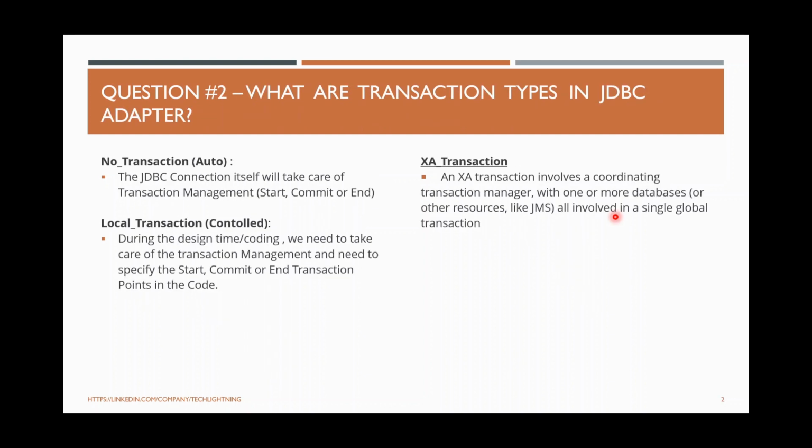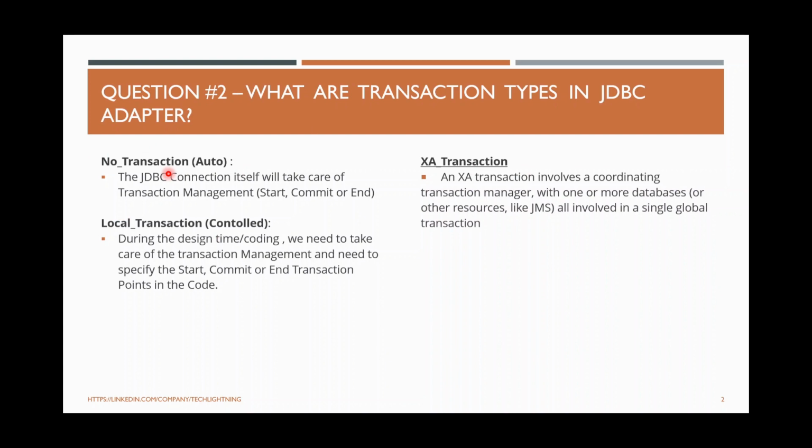I'll move on to the next question. What are the transaction types in the JDBC adapter? This question comes up in most interviews, because we have many adapters in webMethods, but the most used adapter is the JDBC adapter. In that adapter, when we create a connection, we have 3 types of transaction. So the question is, what are the different transaction types in the JDBC adapter? One is no transaction, another is local transaction, and the third is XA transaction.